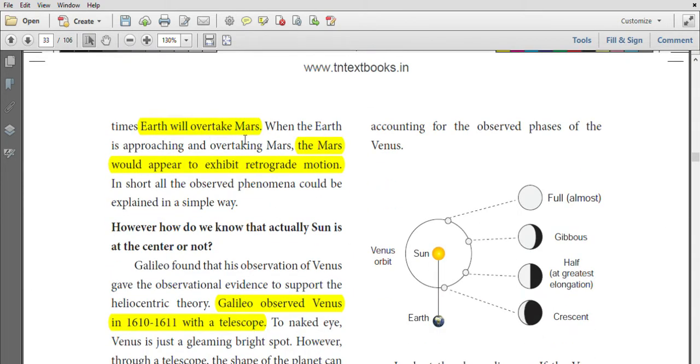Earth orbits faster than Mars, so Earth will overtake Mars. Because of the Earth overtaking it, Mars appears to exhibit retrograde motion.